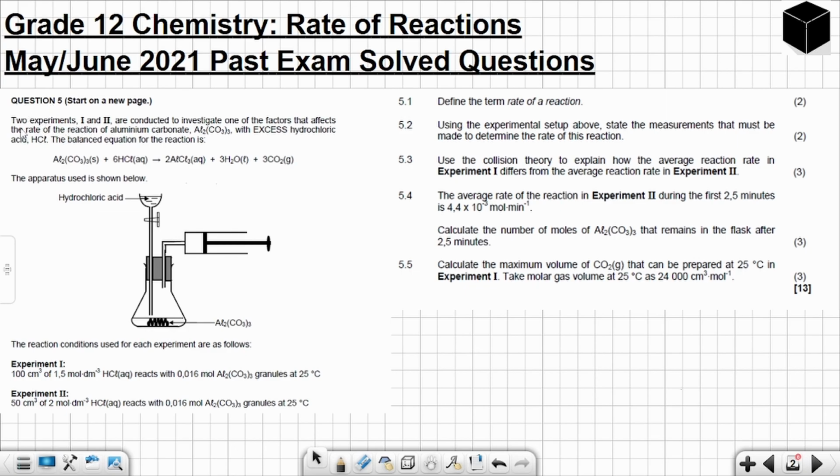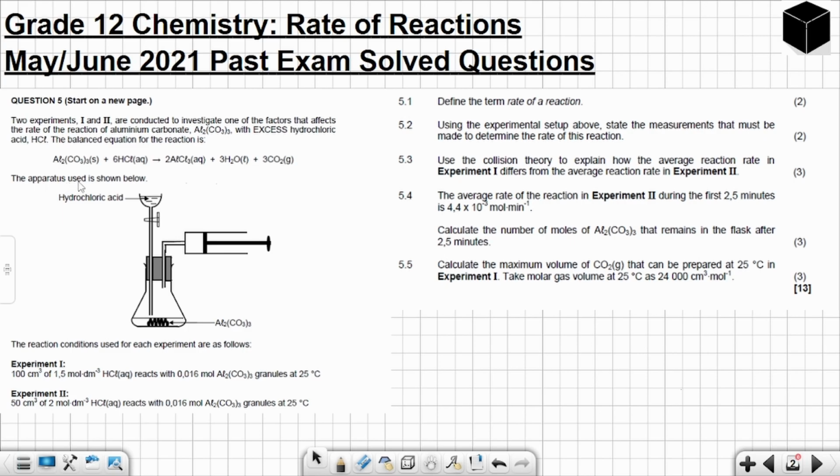Question 5. Two experiments, 1 and 2, are conducted to investigate one of the factors that affect the rate of the reaction of aluminum carbonate. So this is the formula for aluminum carbonate. The reaction is conducted with excess hydrochloric acid. So this is the formula for hydrochloric acid. The balanced equation for the reaction is given here.